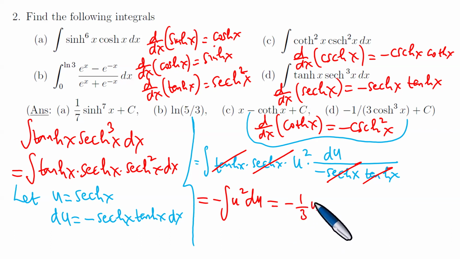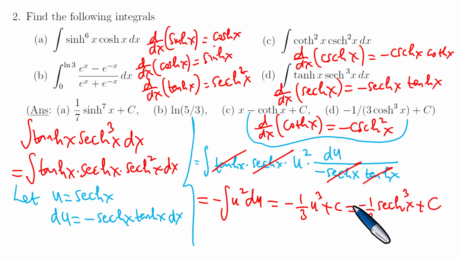Minus 1 over 3 u cubed is the answer, plus c. Minus 1 over 3, what is u? u is the sech. So minus 1 over 3 sech cubed x plus c. And this is the answer.